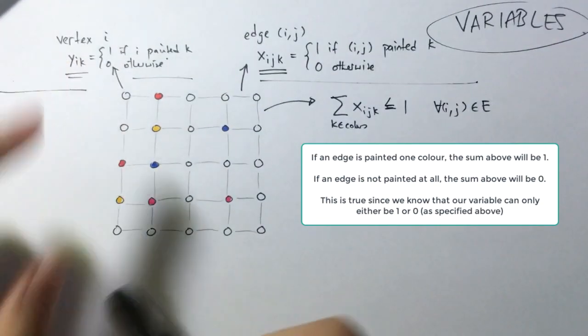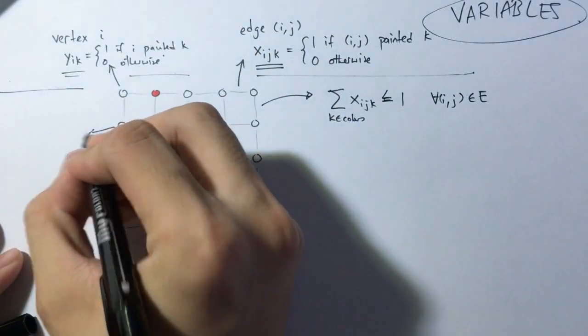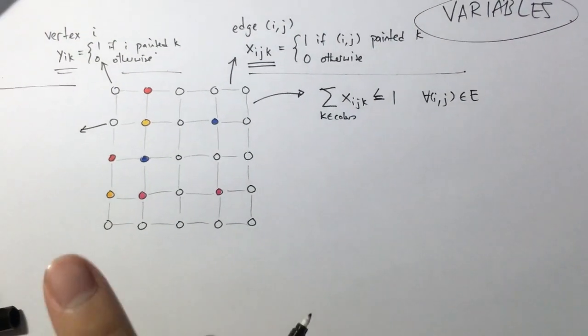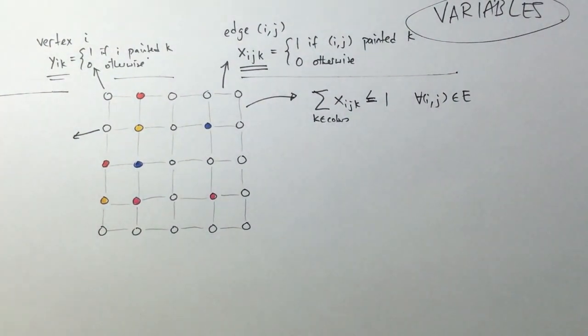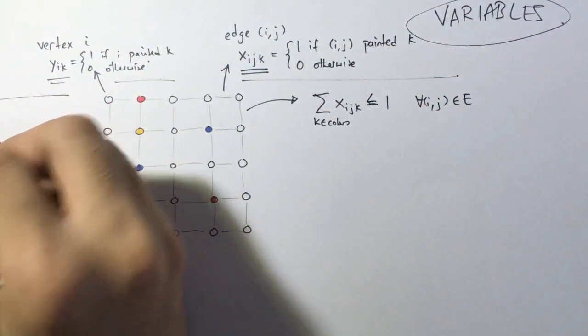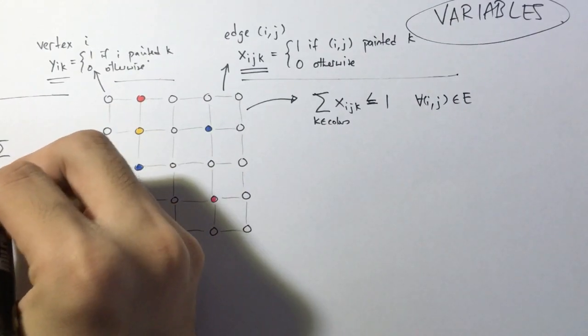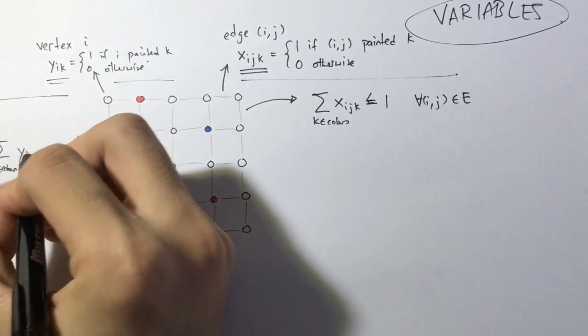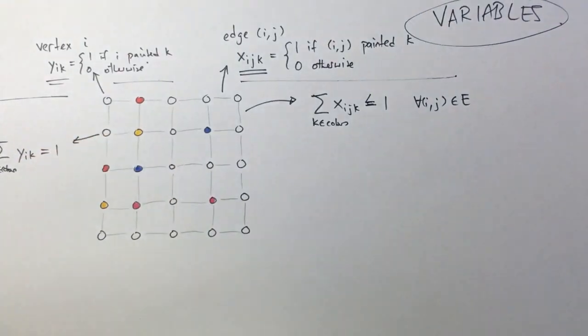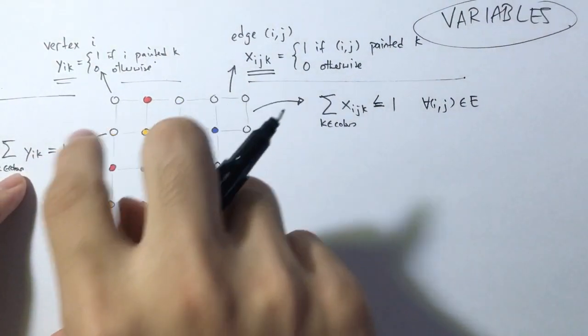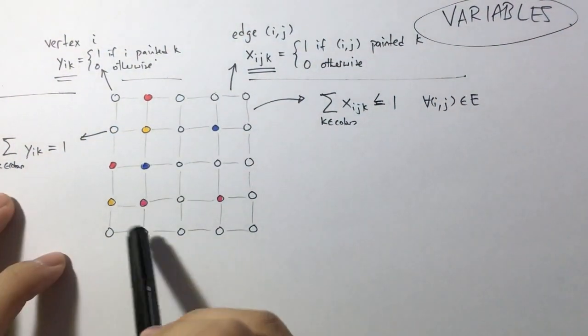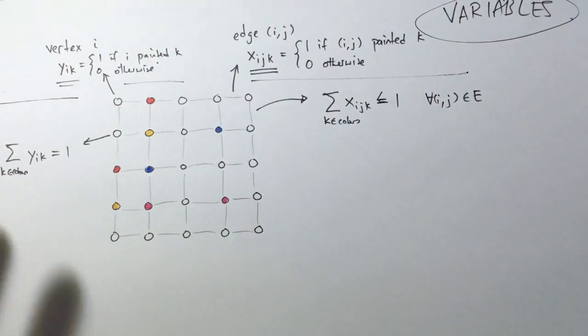And the same thing can be done for the vertex. If we take out one particular vertex, we know that one vertex can only be painted one color. And so we can also do that as well. We can say that the sum over colors of y_ik will have to be equal to 1. And that must be an equality, because we know that all of the nodes, all of the vertices must have some color. At least that's what the game really wants.